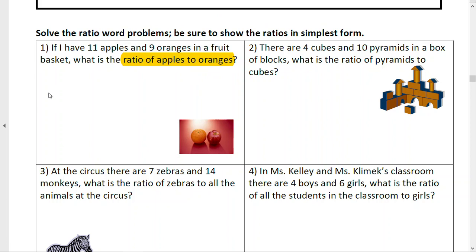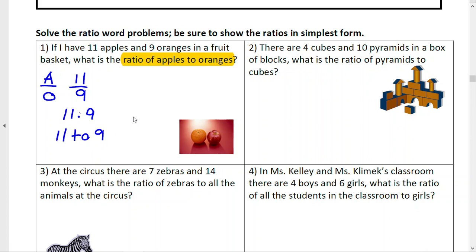And you can write that. It might be helpful. Apples to oranges. To put it in order, there are 11 apples and 9 oranges. That doesn't simplify, but we need to write it all 3 ways. So there's our fraction, here's our colon, and here's our word to.